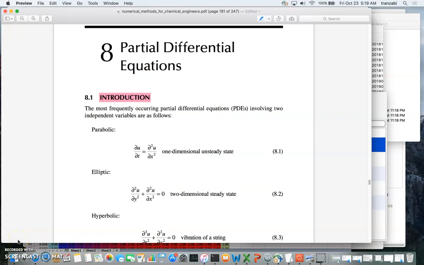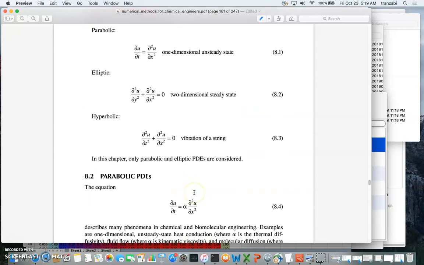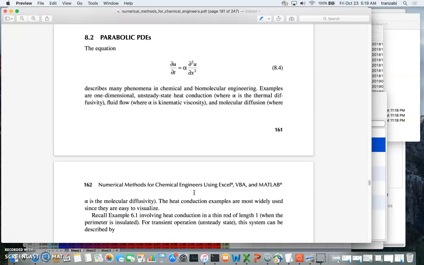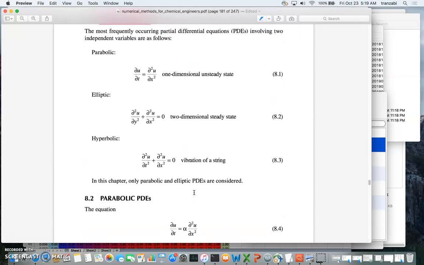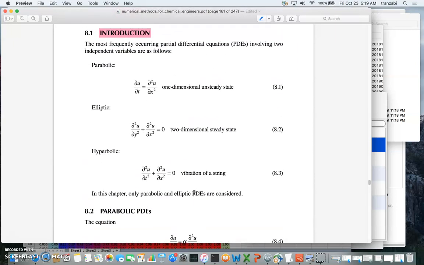Hello everyone, in this video I'll be talking about solving partial differential equations using numerical methods. This is section 8.1 from chapter 8 on page 161. So we're going to begin with quick definitions of different partial differential equations.